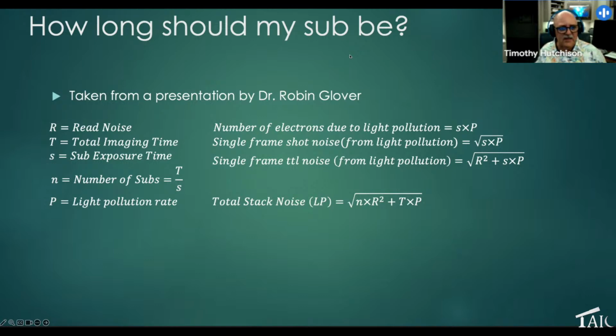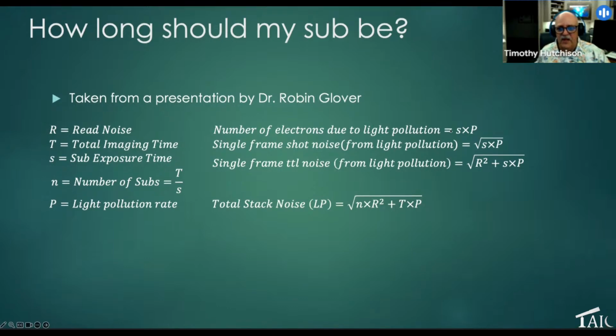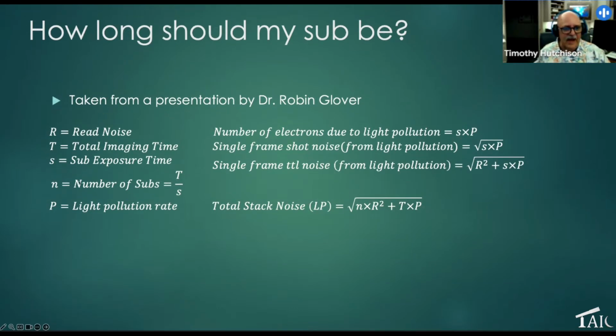Let's assume that we have read noise of R and a total imaging time of T. For my examples here, I used an hour. And a sub-exposure length of S. The number of subs, N, is going to be the total time divided by the sub length. And our light pollution rate is P. The number of electrons that we have due to light pollution is the sub-exposure time times that light pollution rate, or S times P.